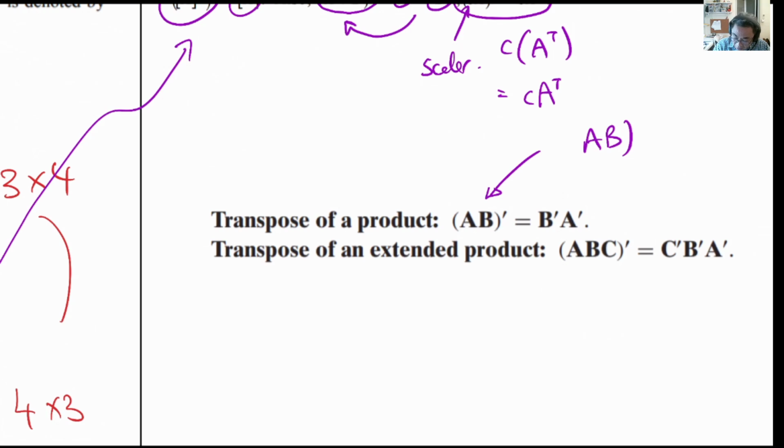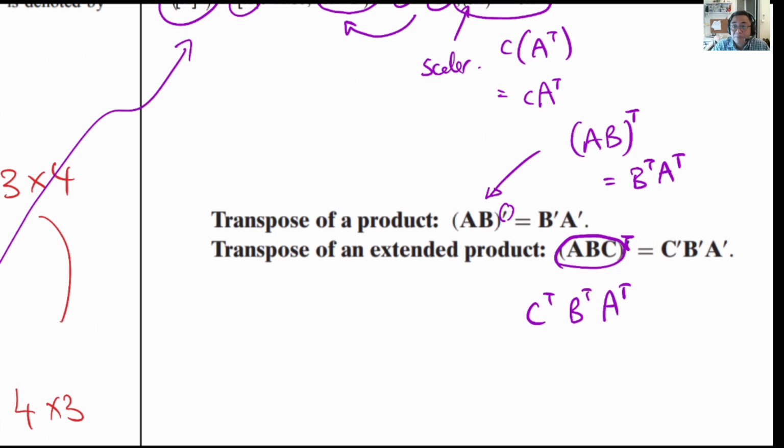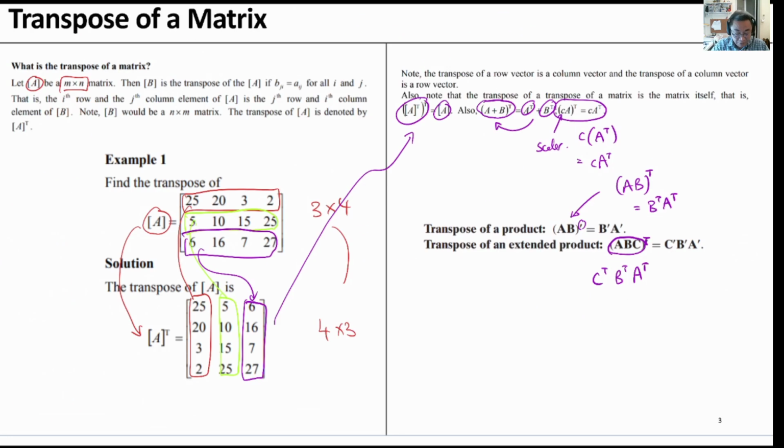A B bracket transpose, sometimes an apostrophe is used in place of the transpose, or we explicitly write T for transpose, is the same as B transpose A transpose. And if we have 3 matrices, then the transpose is the same as C transpose, B transpose multiplied by A transpose. This briefly reviews the transpose of a matrix.